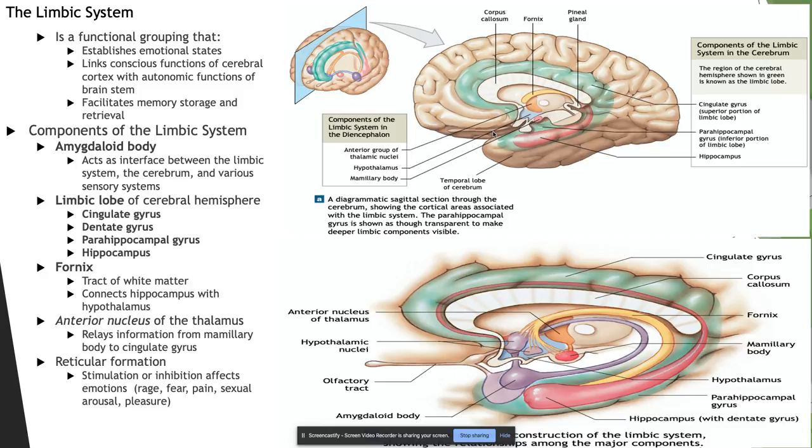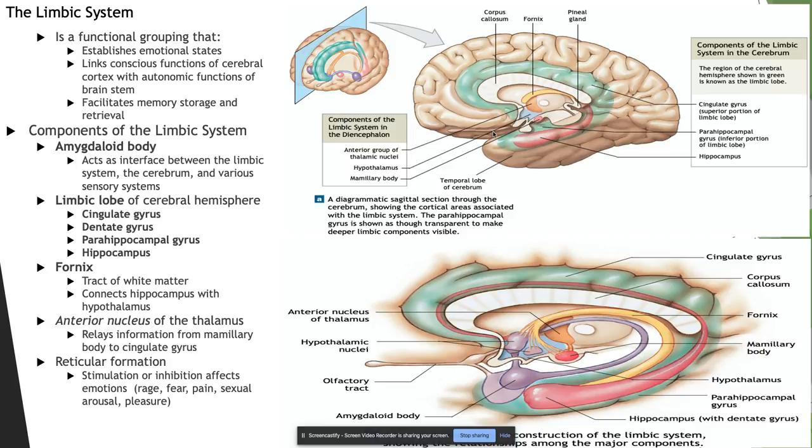The limbic lobe of the cerebral hemisphere consists of superficial folds or gyri and underlying structures adjacent to the diencephalon. The gyri curve along the corpus callosum, which is a fiber tract that links the two cerebral hemispheres. The gyri then continue to the medial surface of the cerebrum lateral to the diencephalon. There are 3 gyri in the limbic lobe. The cingulate gyrus sits superior to the corpus callosum. The dentate gyrus and the parahippocampal gyrus form the posterior and inferior portions of the limbic lobe.